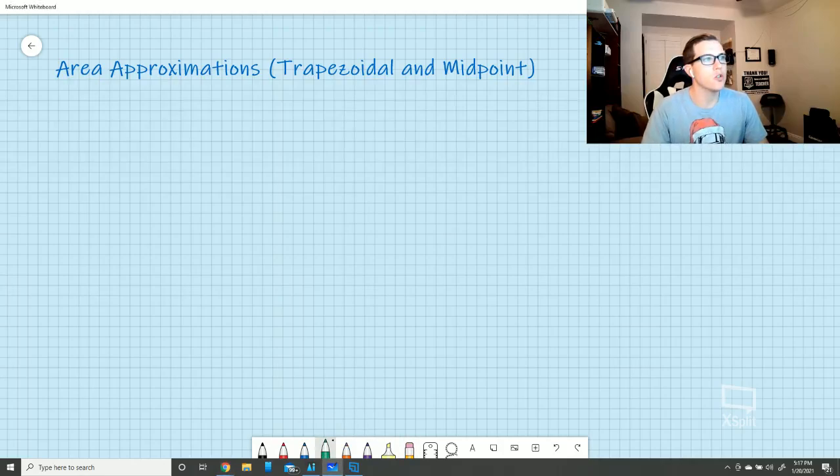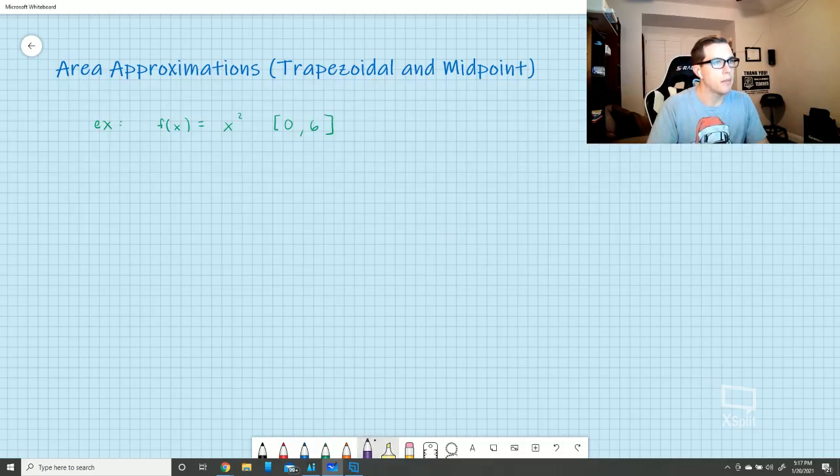Now we are going to do two new types of approximations. We did left-hand Riemann sums and right-hand Riemann sums, which were cool for approximating. There are two better ones though. One is called a trapezoidal and one is called the midpoint. So let's do both. Two examples, just like before. Let's start with the basic x squared. Let's do the interval from 0 to 6 for both.